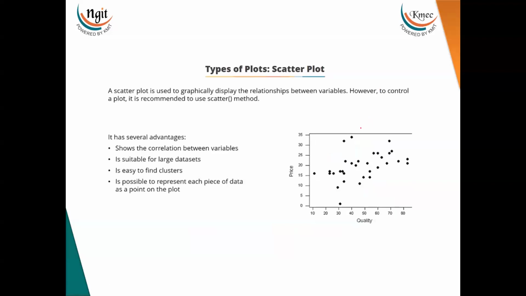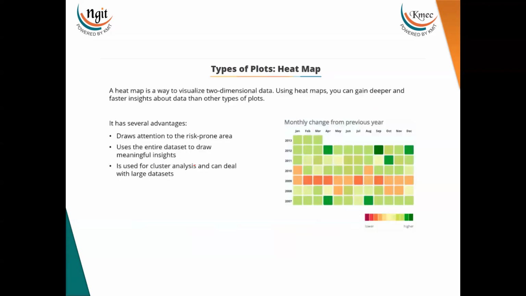And the next one is a scatter plot. So this is the representation of a scatter plot. It is used to graphically display the relationship between variables. If you think of these as variables, we are going to display the relationship between all of them. And the main advantage is that it is easy to find the clusters and very suitable for large data sets.